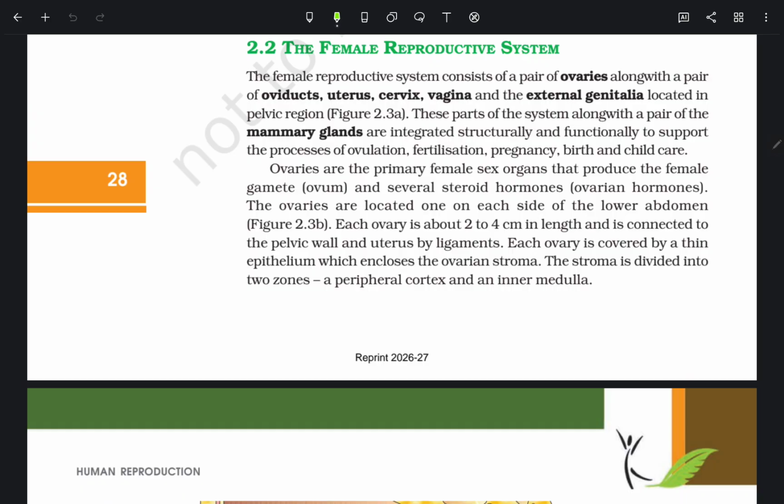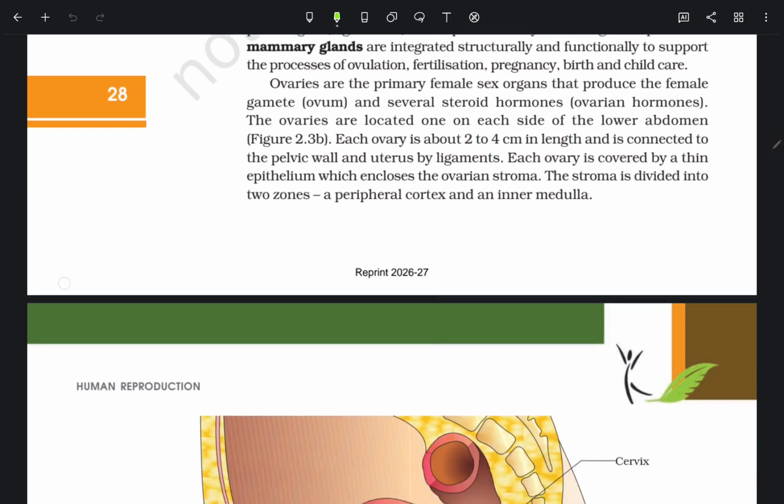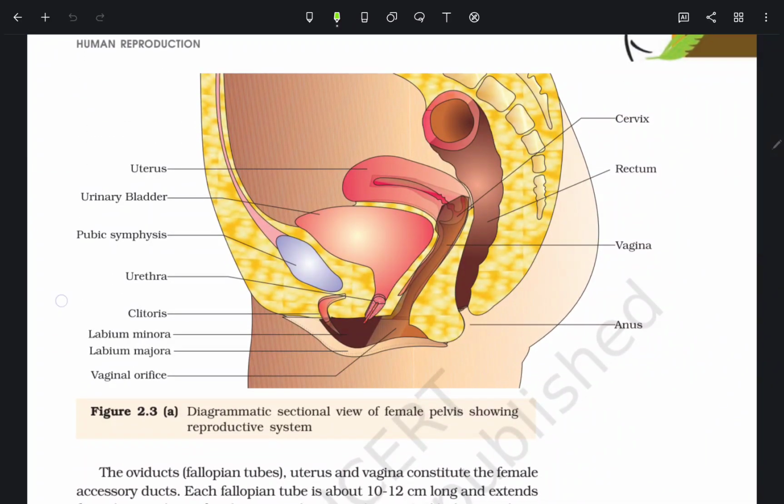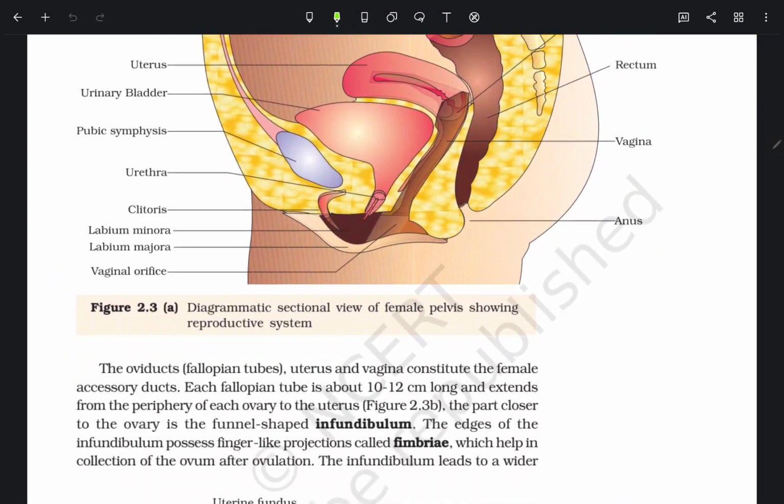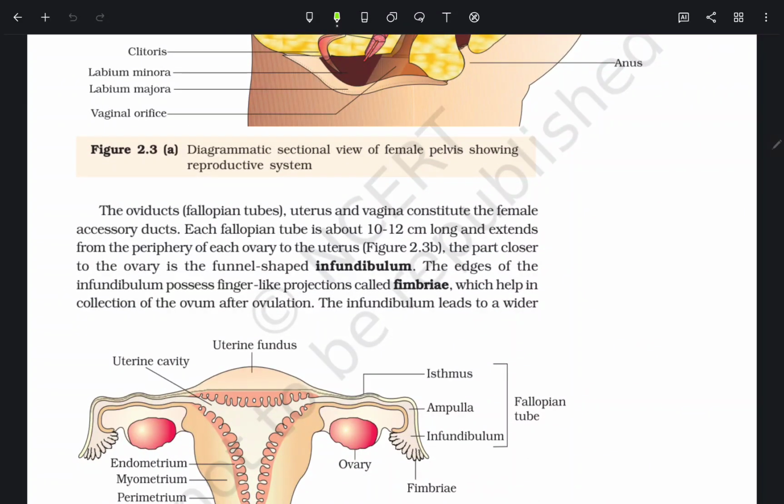Each ovary is about 2 to 4 centimeters in length and is connected to the pelvic wall and uterus by ligaments. Each ovary is covered by a thin epithelium which encloses the ovarian stroma. The stroma is divided into two zones, a peripheral cortex and an inner medulla. The fallopian tubes, uterus, and vagina constitute the female accessory ducts.